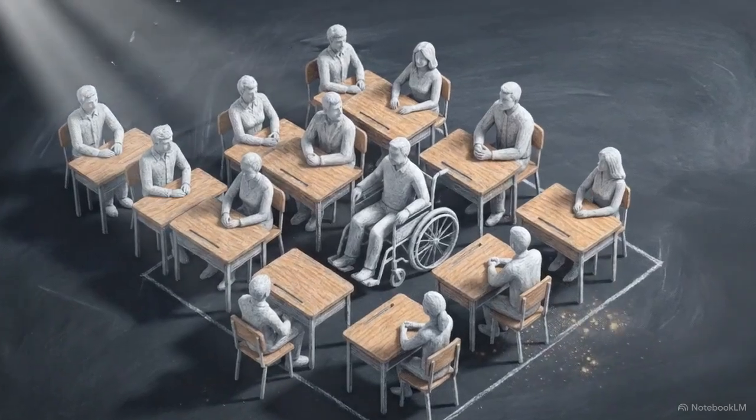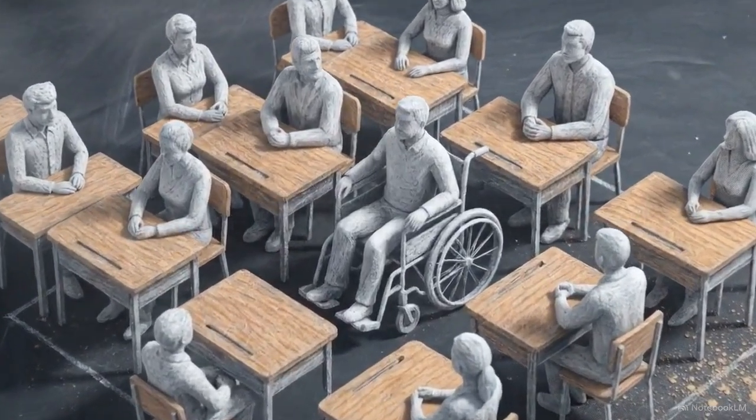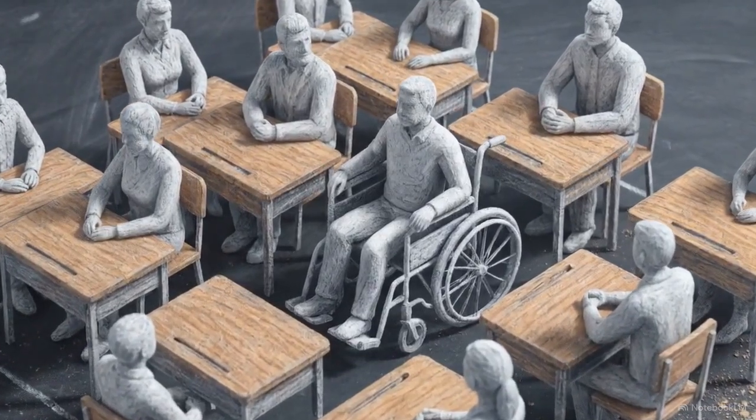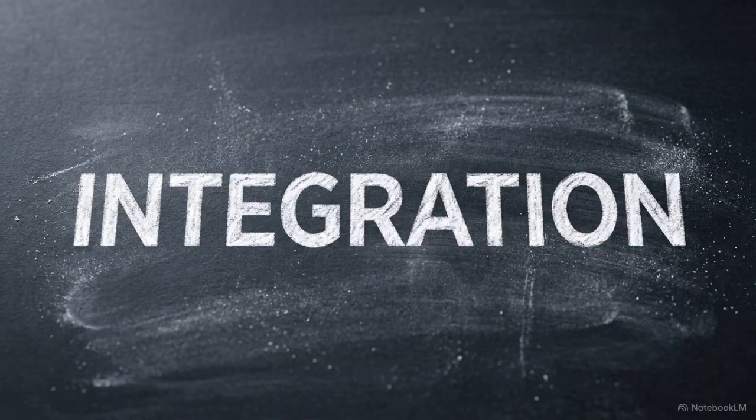For decades, schools relied on a simple strategy for handling diversity: take students with physical or intellectual disabilities and drop them directly into mainstream classrooms. Yet the expected academic and social improvements routinely fail to materialize. We call this practice integration.